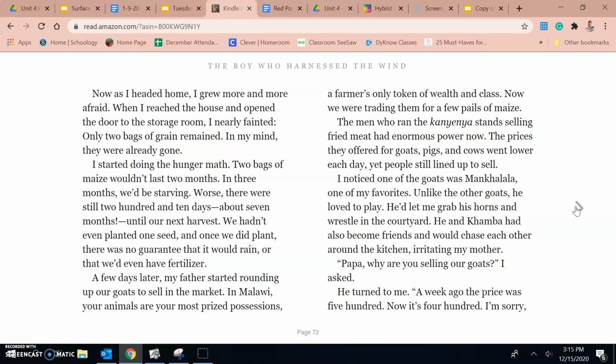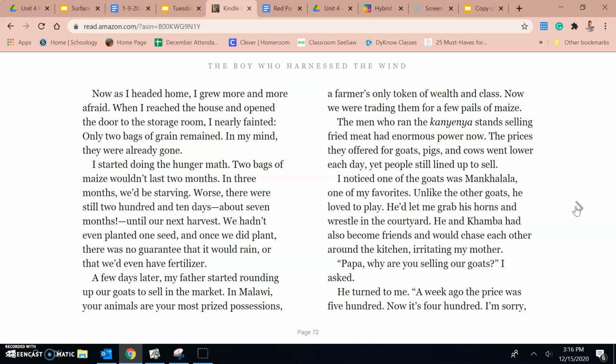A few days later, my father started rounding up our goats to sell in the market. In Malawi, your animals are your most prized possessions, a farmer's only token of wealth and class. Now, we were trading them for a few pails of maize. The men who ran the Kanyenya stands selling fried meat had enormous power now. The prices they offered for goats, pigs, and cows went lower each day, yet people still lined up to sell.